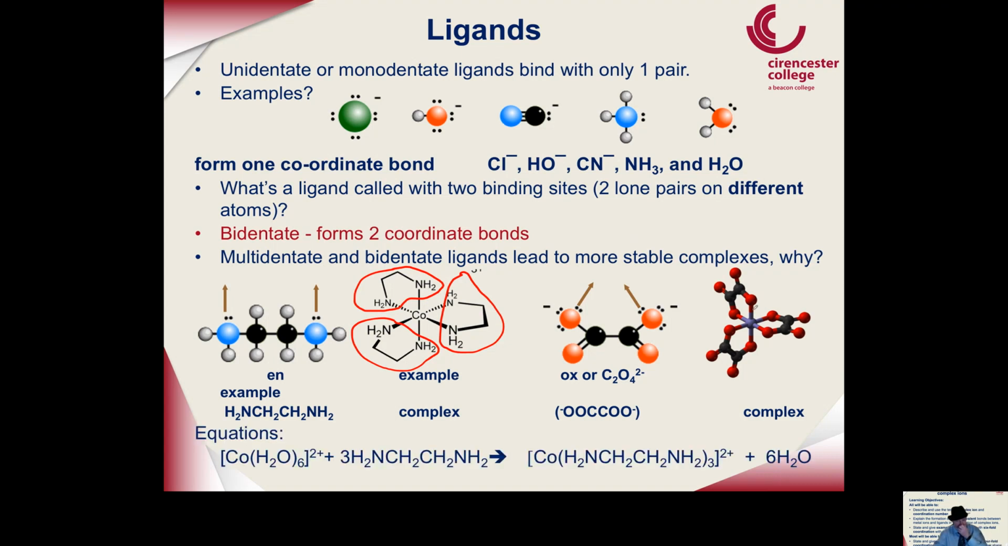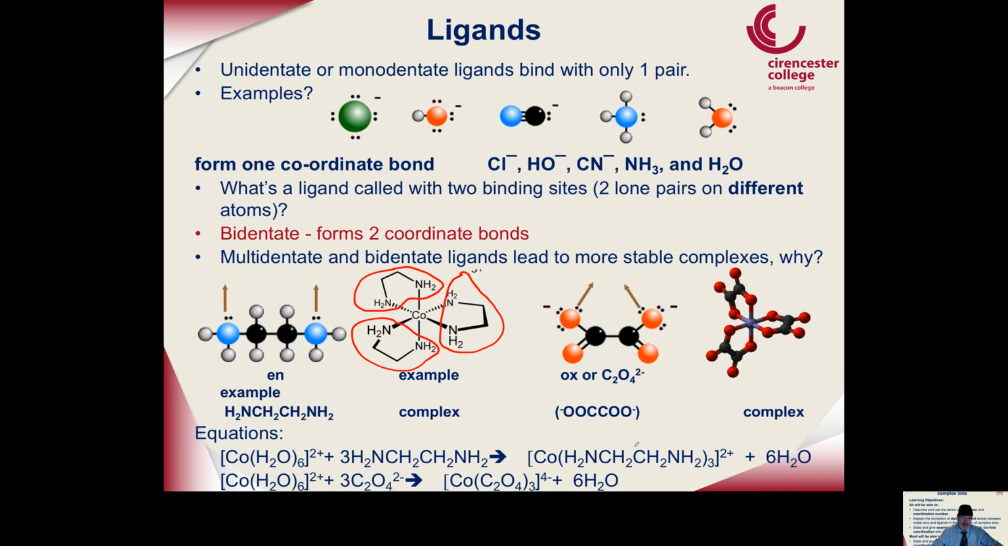Now if we look at the equations, which is more likely in terms of entropy? Well, how many molecules have we got here? We've got 1 complex ion molecule, and we've got 3 diaminoethanes. On the right-hand side, however, we've got 1 complex ion, but we've got 6 molecules. So we've gone from 4 molecules to 7 molecules. So we've increased the entropy because we've got more molecules. We can spread the energy out more, and that's good. We've increased entropy. So we can explain why this is more stable than that, because we increase entropy when we make this.